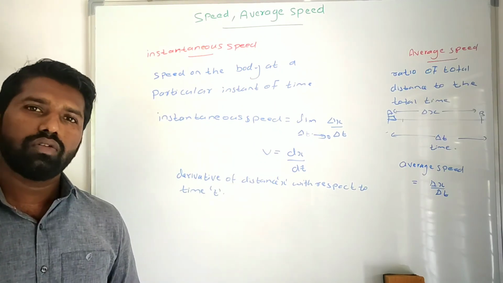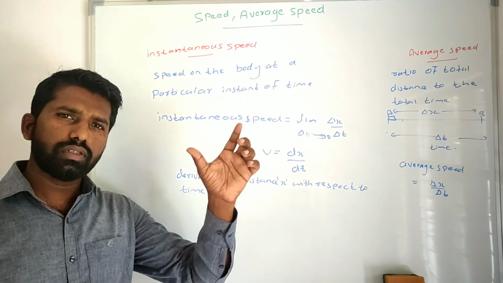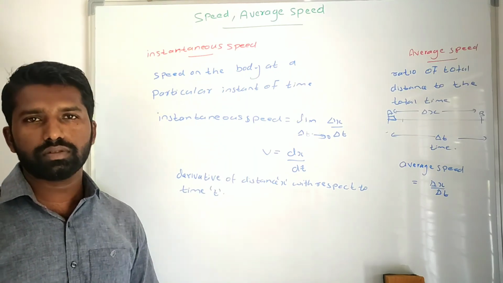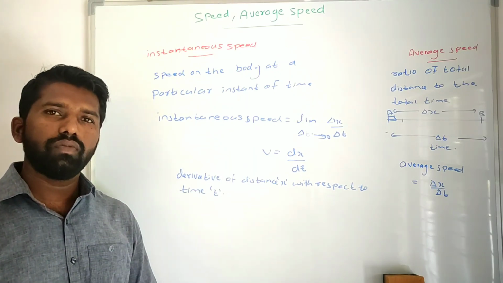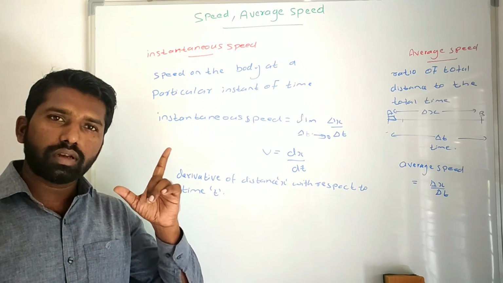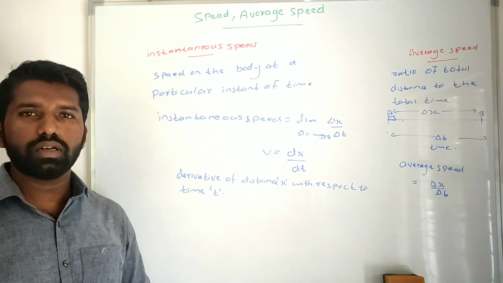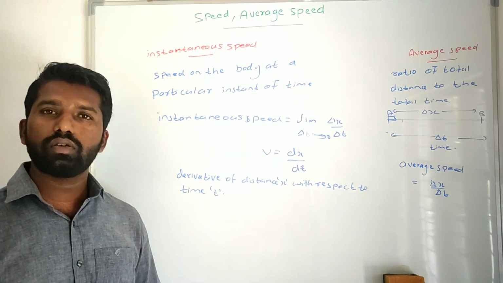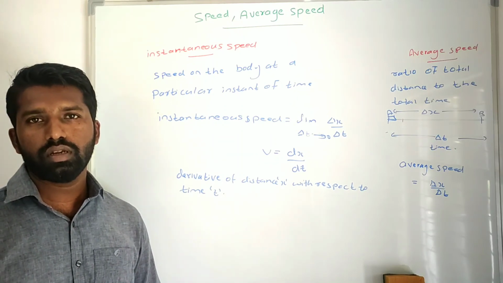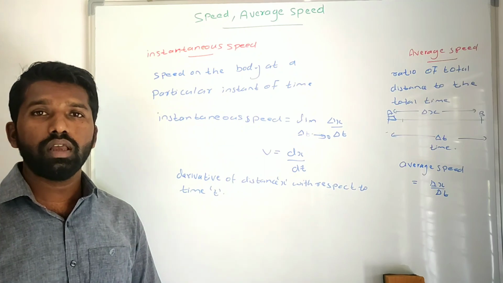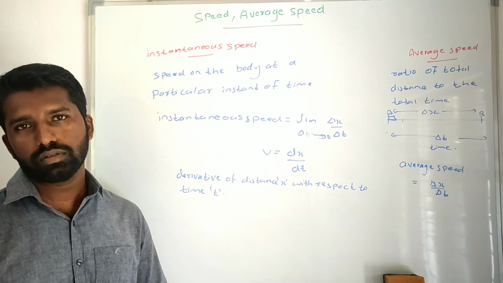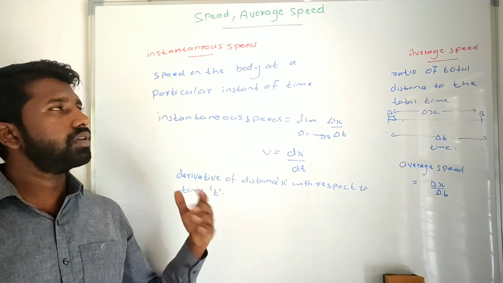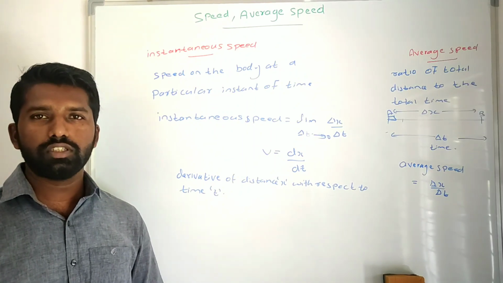In your car there is a device that is speedometer. That speedometer will clearly say how much is the speed of the car or a vehicle at a particular instant. That is measured in kilometer per hour. Clear? This is about the speed and average speed.